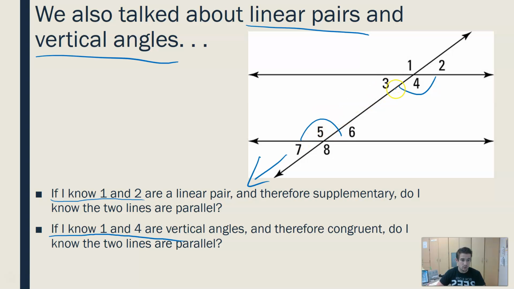In order to prove these two lines are parallel, I'm going to need to have one angle up here and one down here. So for example, if I knew that these two angles were congruent, those are alternate interior angles. I have an angle in this section, an angle in this section. That's enough to prove that those lines are parallel.